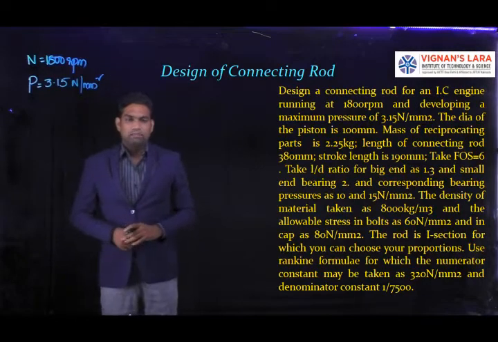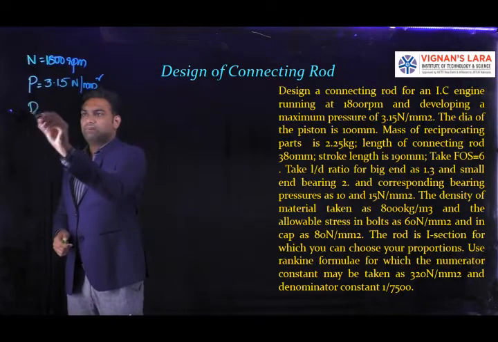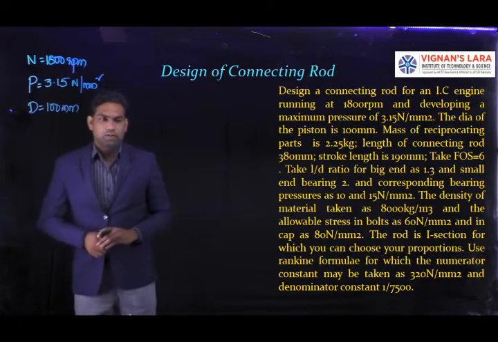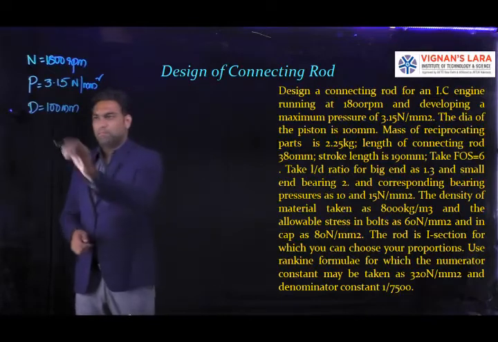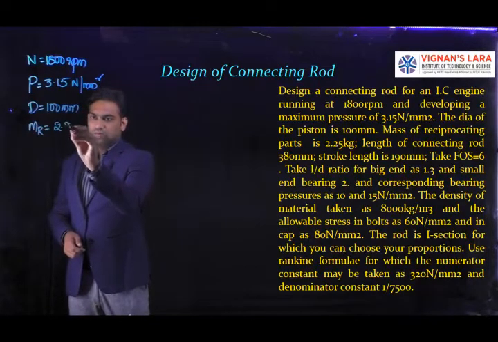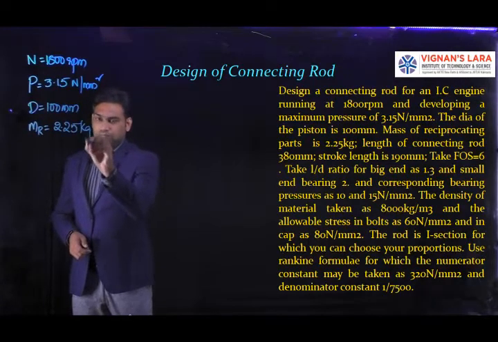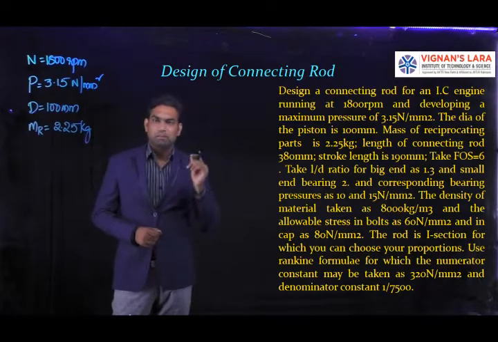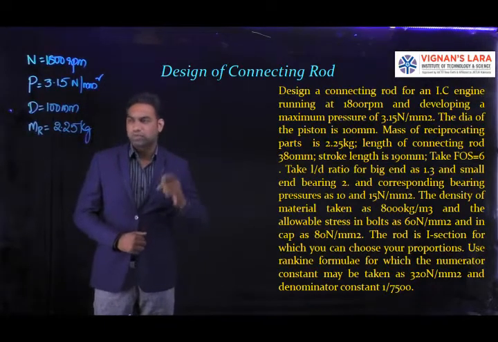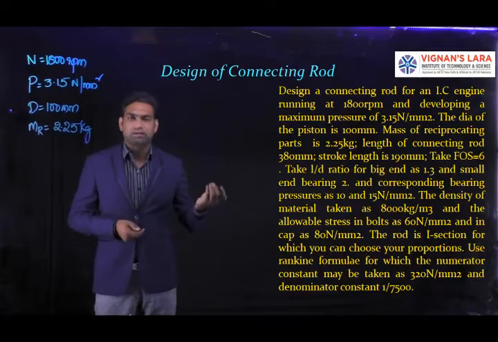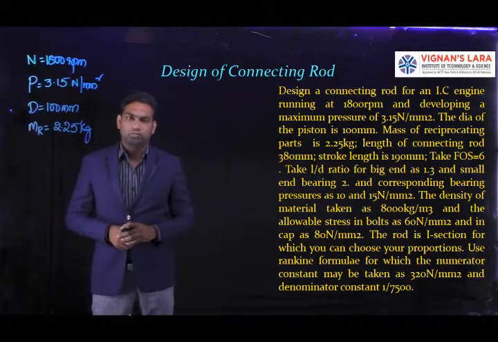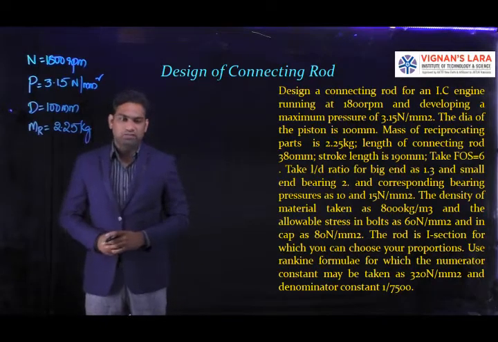The diameter of piston, denoted by capital D, is 100 mm, and the mass of reciprocating parts, denoted by m suffix r, is 2.25 kg. It is the mass of reciprocating parts per cylinder. For each cylinder, the reciprocating parts, which means the piston, piston rings and the piston pin, all get into the net weight of 2.25 kg.